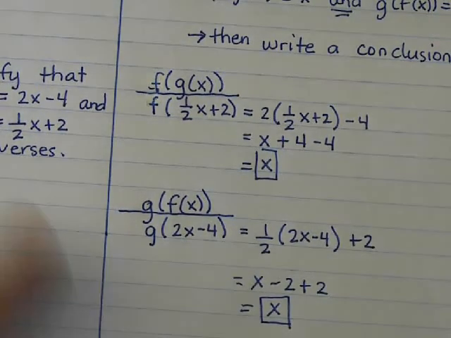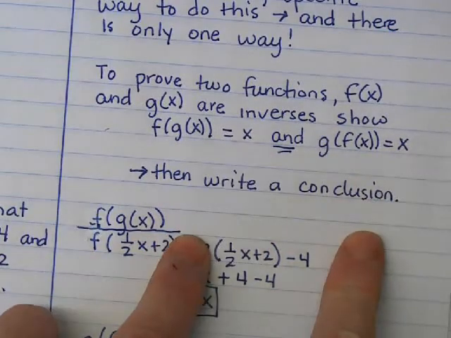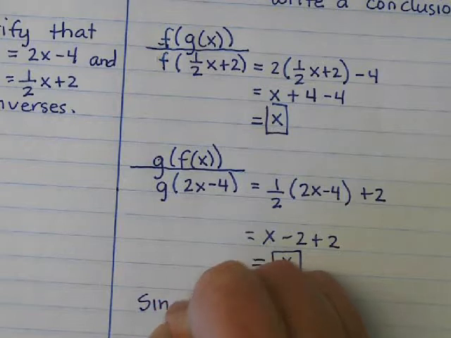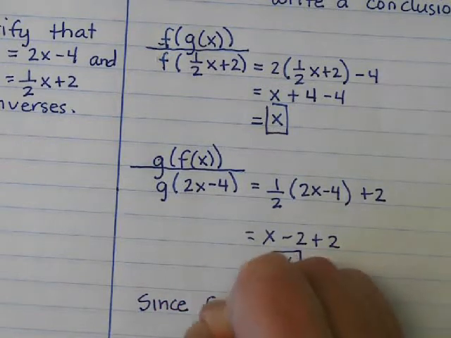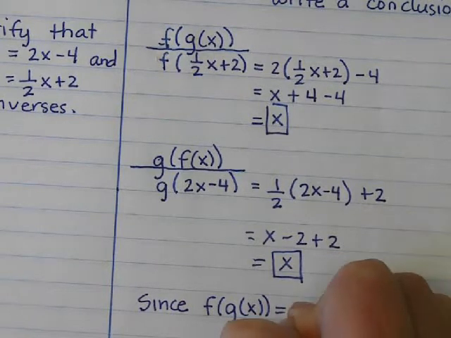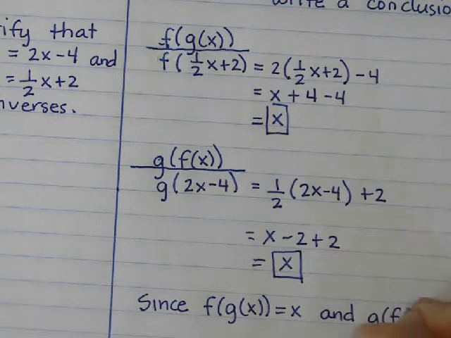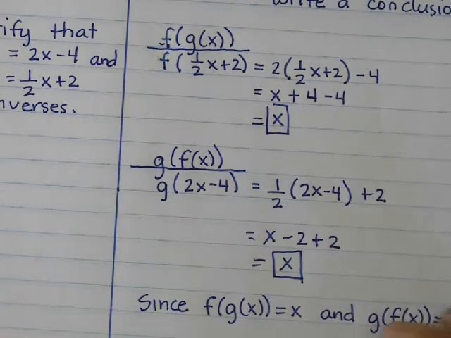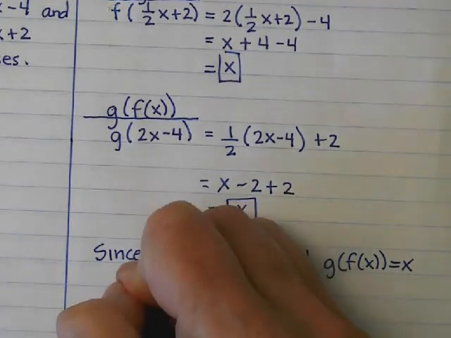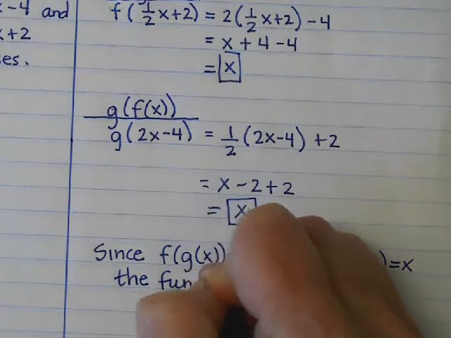Okay, so I've shown this part right here. I showed each of those. Then I have to write a conclusion. All right, don't forget this part. Okay, so since f of g of x equals x, and g of f of x equals x, the functions are inverses.